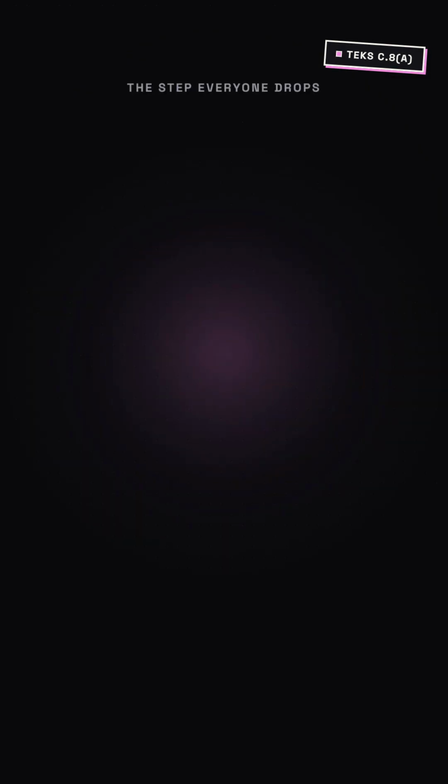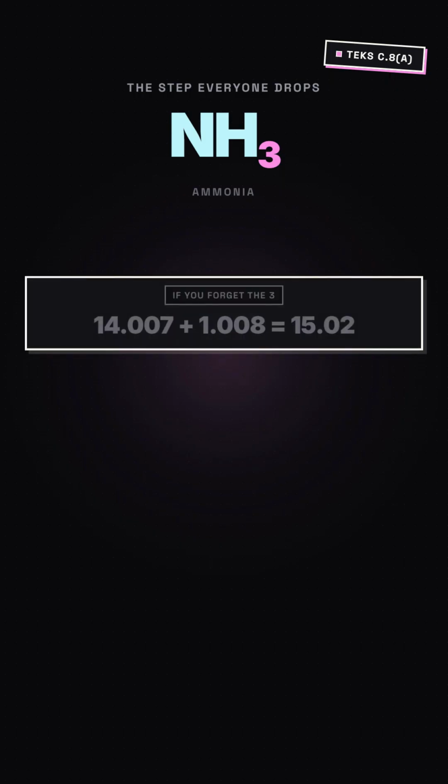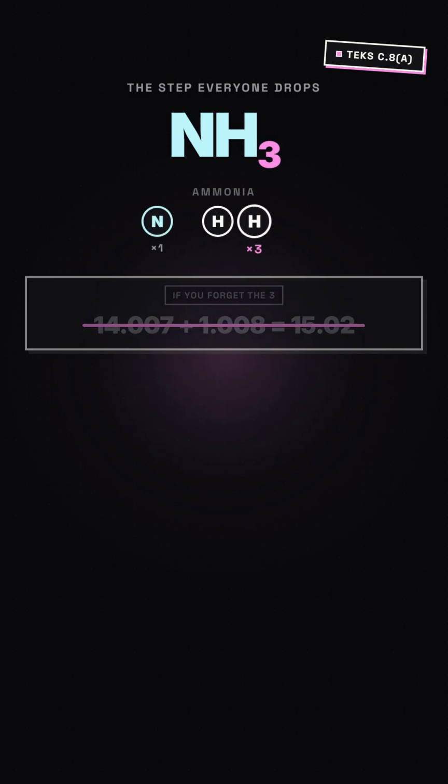Now the step everyone drops. Ammonia is NH3. If you just add nitrogen and hydrogen, you get 15.02. That's wrong. The little 3 is a multiplier. There are 3 hydrogens in there, not 1.